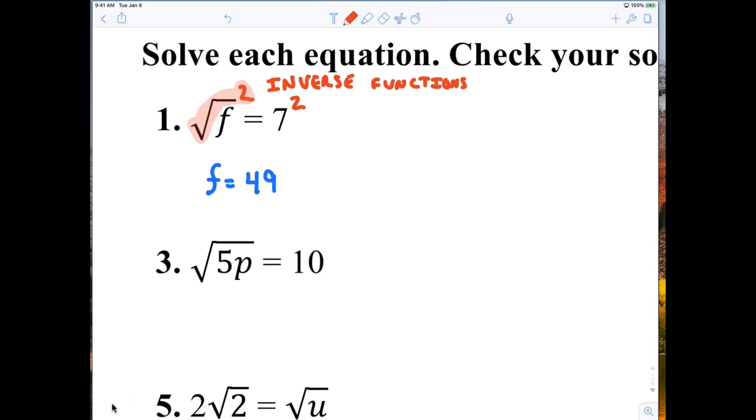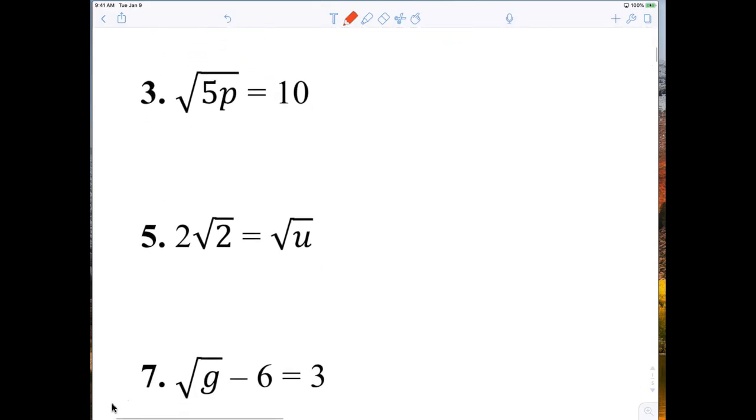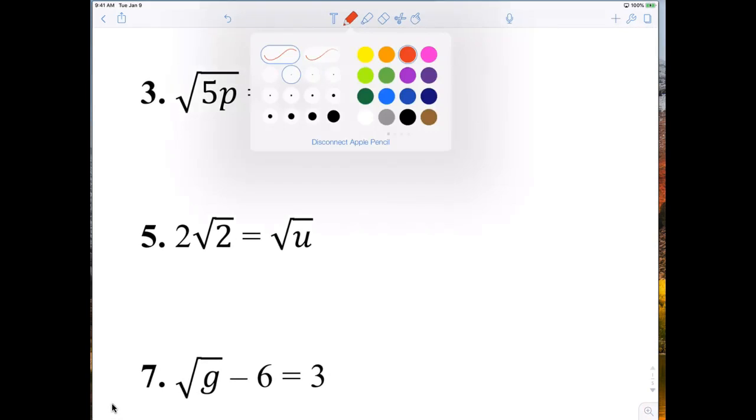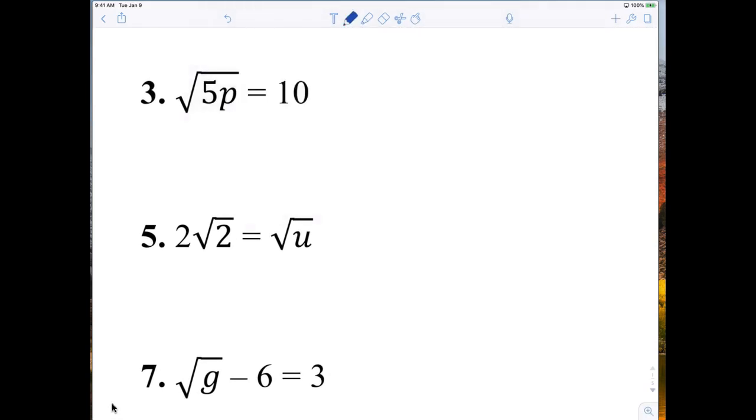All right, so now let's take a look at number 3. So again, how do I get rid of a square root? Squaring both sides. So I'm going to put a square here, and I'm going to put a square there. Everybody with me? And then, what happens to the square and the square root? So I'm left with 5p equals what? Good job. 5p equals 100.